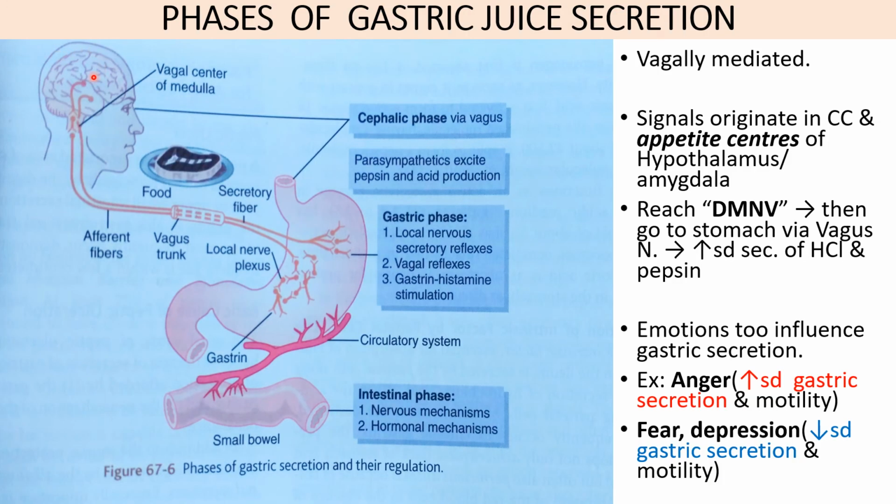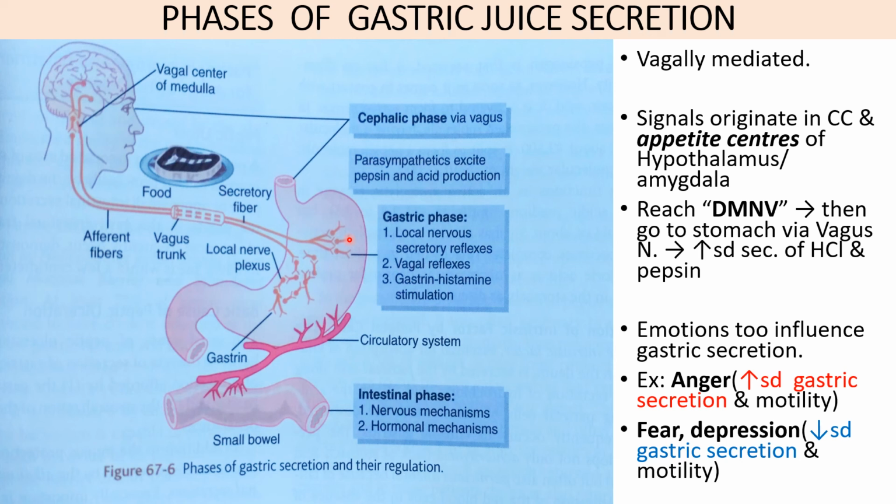The cephalic phase of gastric secretion is a vagally mediated phase, that is, it is controlled by the vagus nerve. Here the signal originates in the cerebral cortex and appetite centers of the amygdala and hypothalamus of the brain. These signals then reach the dorsal vagal nuclei, and from there the vagus nerve carries these signals to the stomach, and thus gastric juice is secreted.